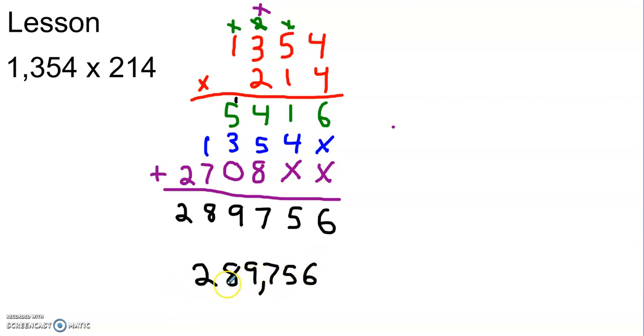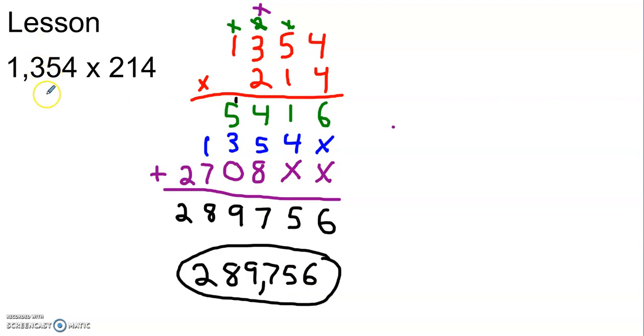So I know my answer is 289,756. And then I'm going to circle it. I don't need to label this because there is no label here. And that is my final answer, 289,756. Notice I did not use the word "and" there because there is no decimal.